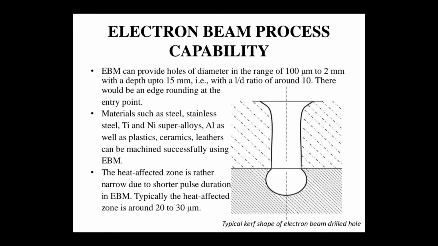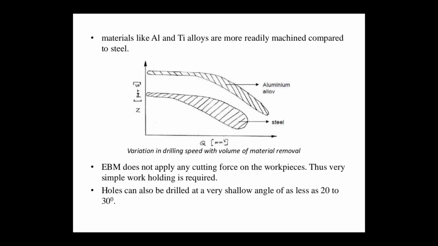The heat affected zone is rather narrow due to shorter pulse duration in EBM. Typically, the heat affected zone is around 20 to 30 micron. Here I have shown the figure which describes the variation in the drilling speed with volume of material removed. Metals like aluminum and titanium alloys are more readily machined compared to steel.